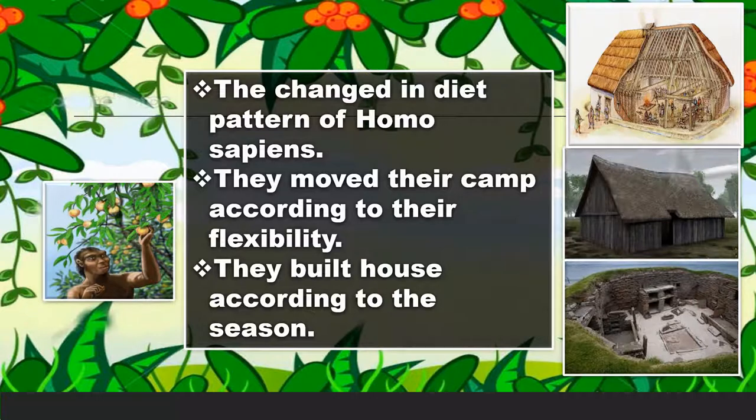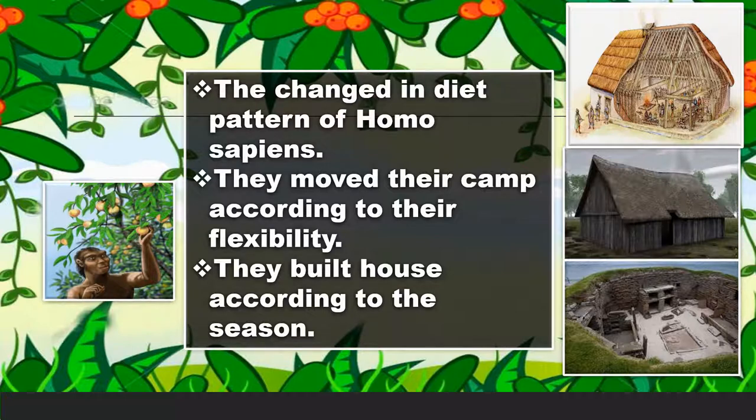The changes in diet pattern of Homo sapiens. As they learned about cultivating food grains, they changed their diet, and because of this, they had changed in their appearance too. Homo sapiens moved their camp according to their flexibility.